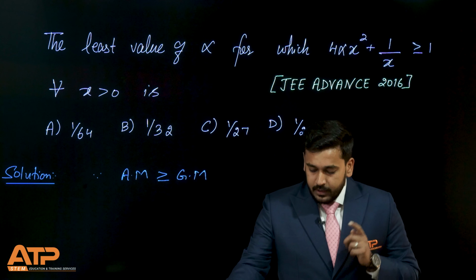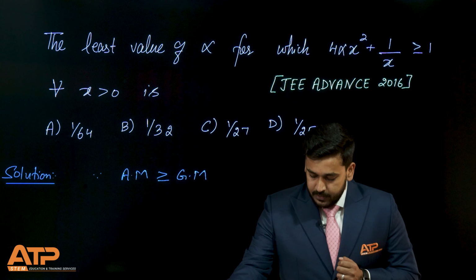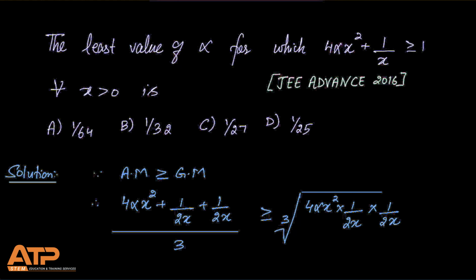So we know that arithmetic mean is greater than or equal to geometric mean. Therefore, I am applying arithmetic mean on 4 alpha x square, 1 by 2x and 1 by 2x. What I did, I just split 1 by x into two parts, 1 by 2x and 1 by 2x. So (4 alpha x square plus 1 by 2x plus 1 by 2x) divided by 3 is greater than or equal to the cube root of the product of these numbers. Since we have three terms, we are applying the cube root.